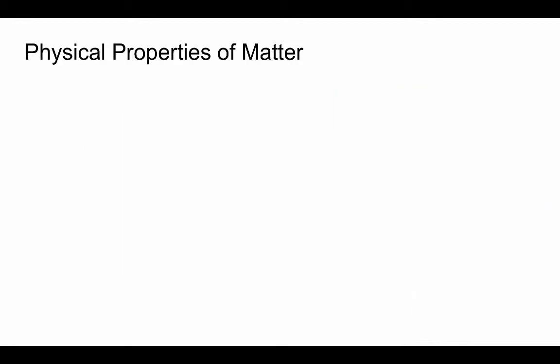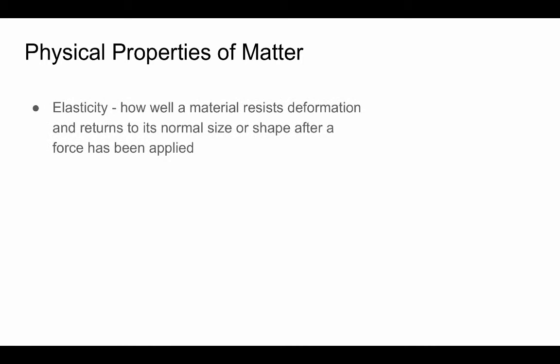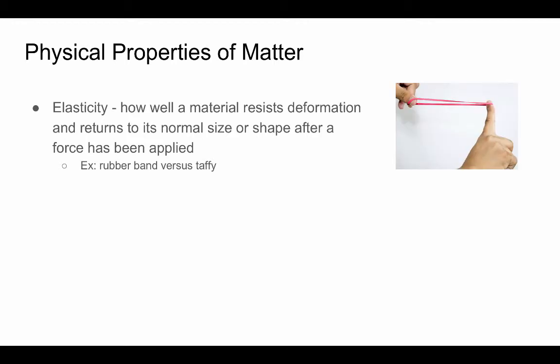More physical properties of matter to consider are elasticity, or how well a material resists deformation and returns to its normal size or shape after a force has been applied. Examples of that are a rubber band versus taffy. A rubber band stretches really far, but it returns back to its shape as soon as that force isn't applied anymore. Whereas taffy, if you apply a force, will stretch just like a rubber band will, but it lacks the elasticity, so it won't return back to that normal shape, and it's just going to stay stretched out.